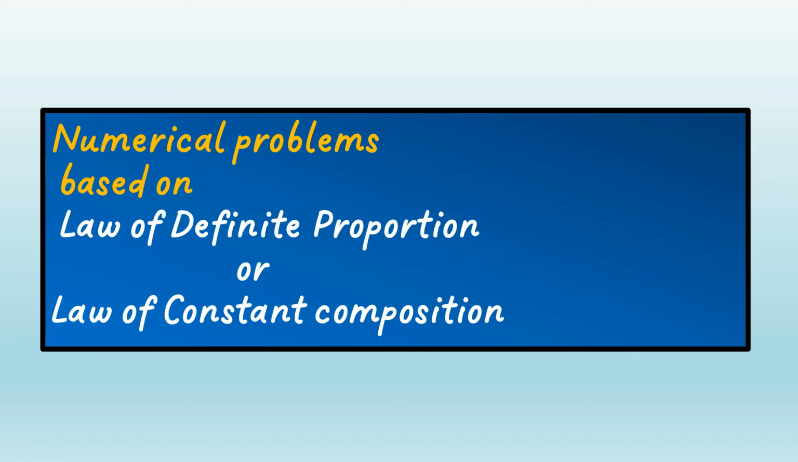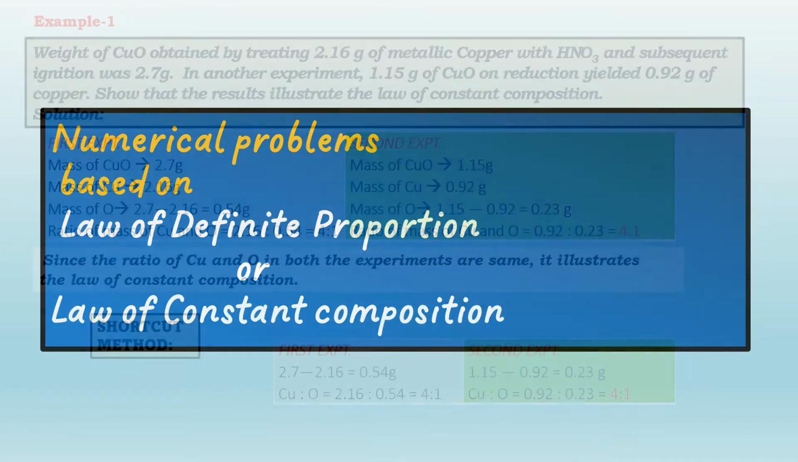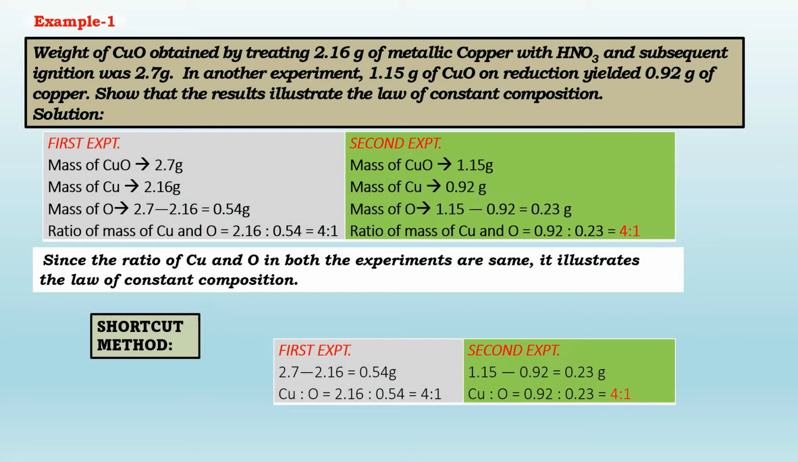Numerical problems based on law of definite proportion or law of constant composition. Example 1. Weight of CuO obtained by treating 2.16 gram of metallic copper with HNO3 and subsequent ignition was 2.7 gram. In another experiment, 1.15 gram of CuO on reduction yielded 0.92 gram of copper. Show that the results illustrate the law of constant composition.